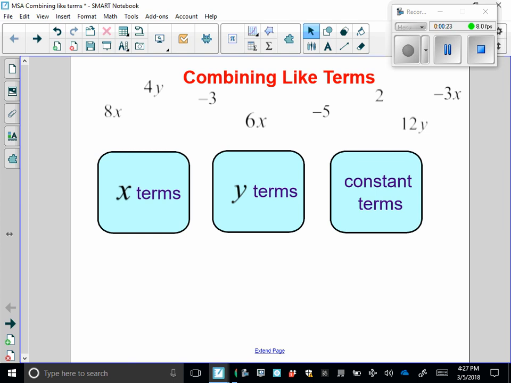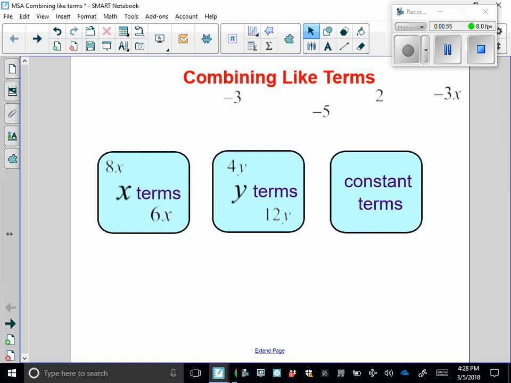Across the top here, you see terms. This is an x term because it's 8 times x, so we would count it as an x term. And this is 4 times y, so we call that a y term. When we add and subtract, we don't combine those. They're separate, so they're not considered like terms. But 6x is a like term with 8x, so we would put that into this category. And 12y is a y term, so we put that into this category.